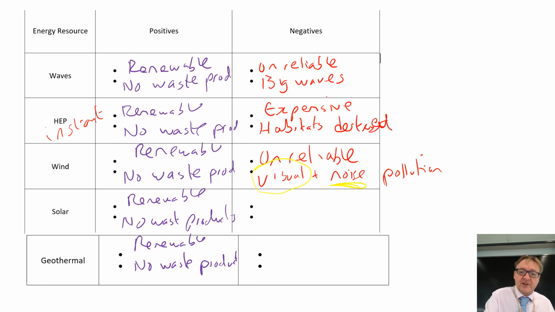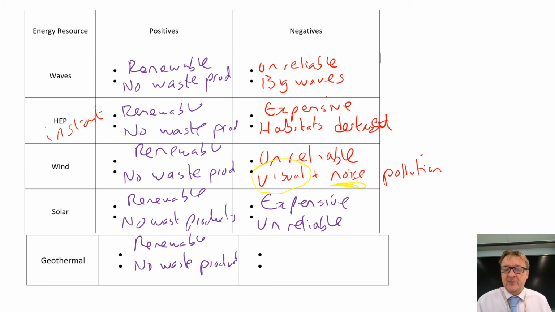Solar, to set it up on a large scale, is expensive, and it's also unreliable. In some countries, like Spain, it's going to be a lot more reliable. But in Britain, sometimes it's rain and sometimes it's not, and very rarely sunny. And also, you can't do it at night.